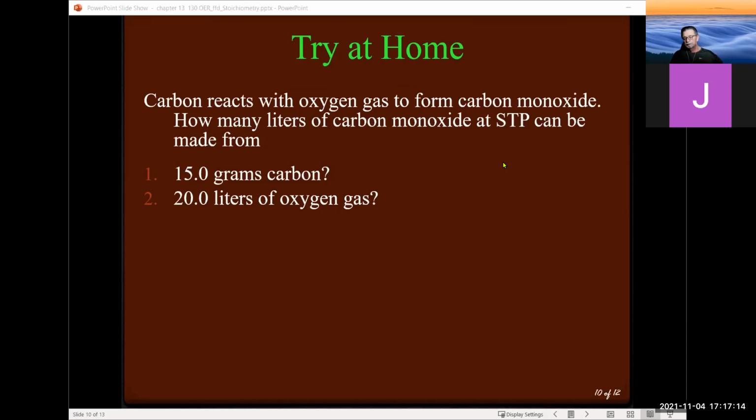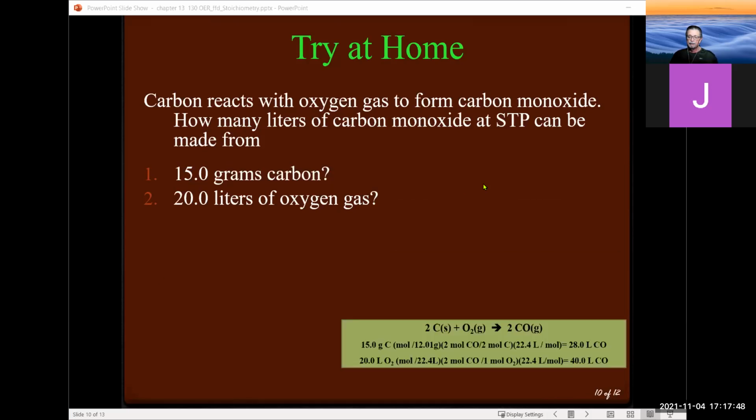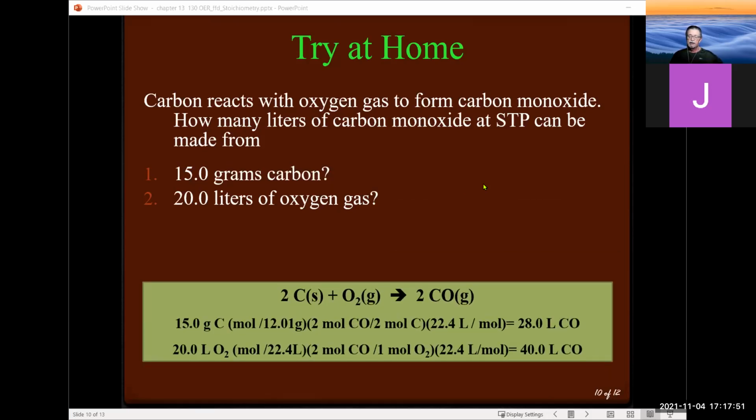Try these at home. If you have a challenge of it, we can work on it next time we meet. The question here says carbon reacts with oxygen gas to form carbon monoxide. Okay. And then once you got the equation written down, the question is how many liters of carbon monoxide at STP can be made from 15 grams of carbon? Okay. Second question, how many liters of carbon monoxide at STP can be made from 20 liters of oxygen gas? And you should come up with 28 liters of carbon monoxide and 40 liters of carbon monoxide respectively.